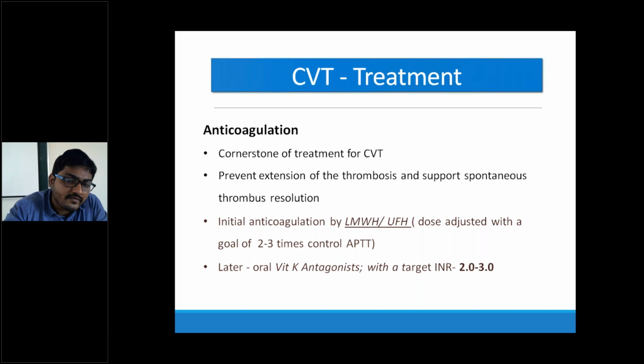So if you give unfractionated heparin, see, I have already told you that APTT is the measurement for the intrinsic pathway, right? Unfractionated heparin controls the pathway factors, factor 7. So APTT is responsible for the intrinsic pathway, right? So we should look for the APTT levels.